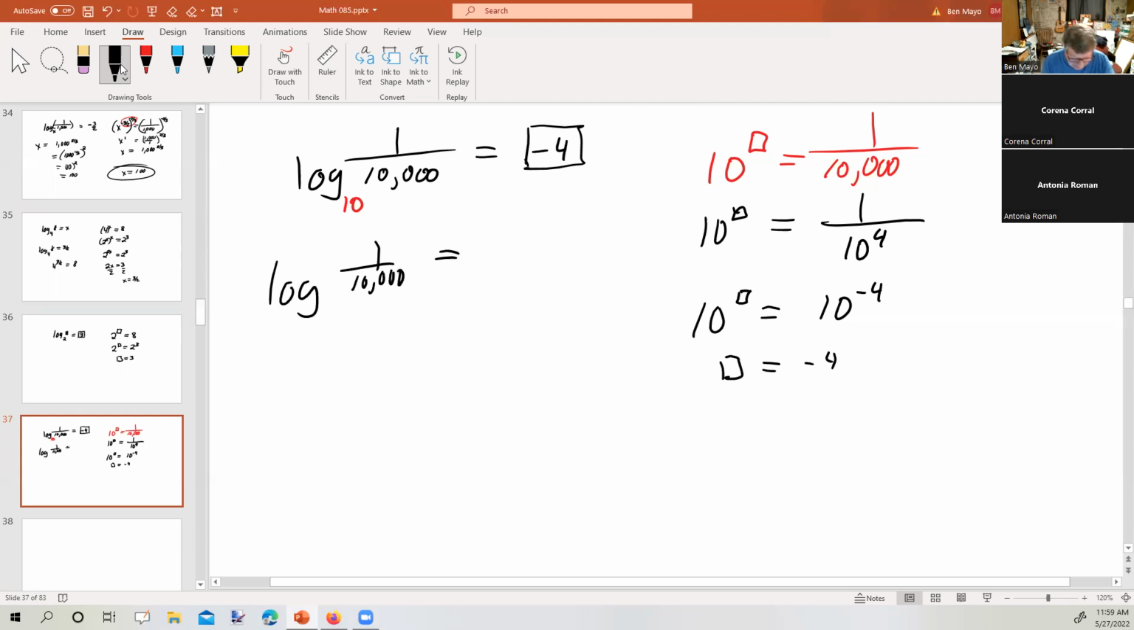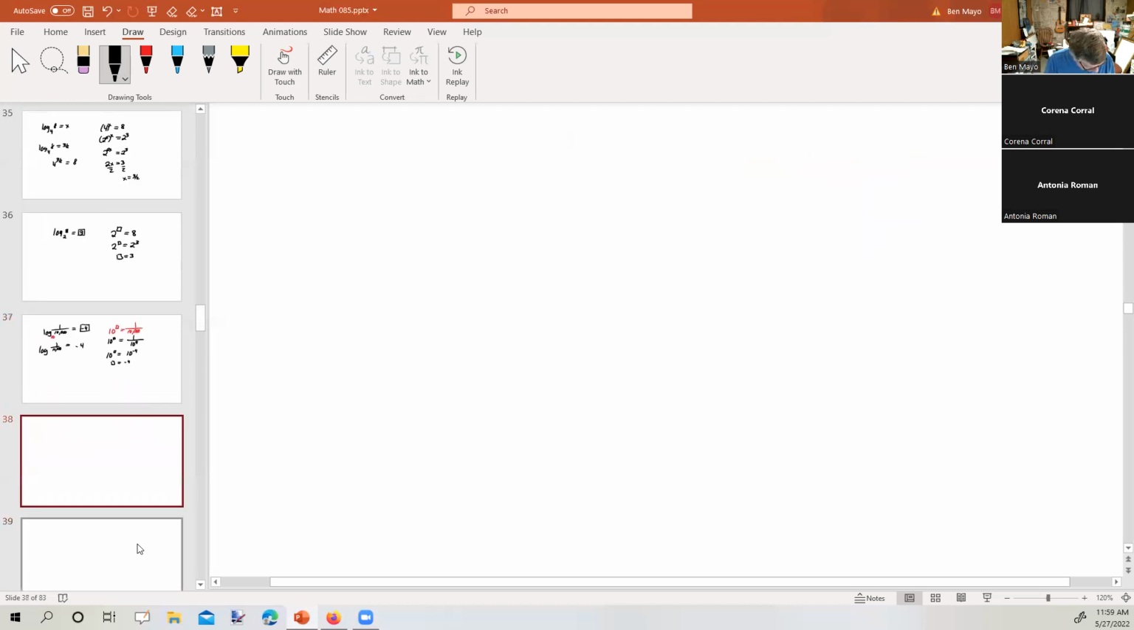And let's see what we get. We're going to use the LOG button, log base 10. So push that. And then inside 1 divided by 10,000, close it up, push equals, and you should get negative 4. So try that and see if that's what you get. Got it. Excellent. Okay. Now we're just going to evaluate specific logs using the calculator.